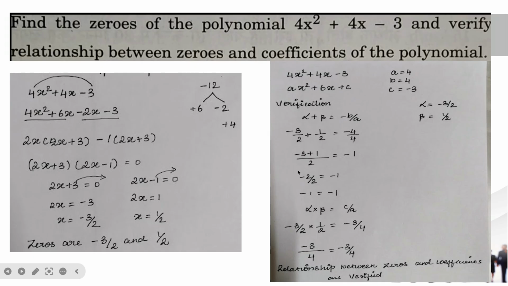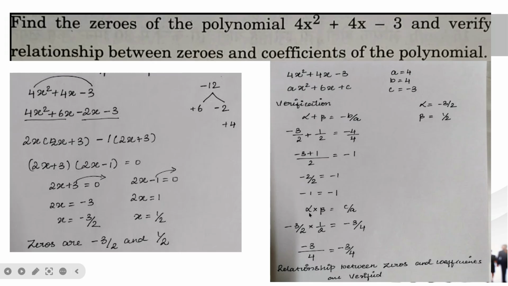Biggest number having negative, so minus 2. Minus 2 by 2 equal to minus 1, this one. So if you cancel this 2, you are getting minus 1. So left hand side is equal to right hand side. So this equation is verified.